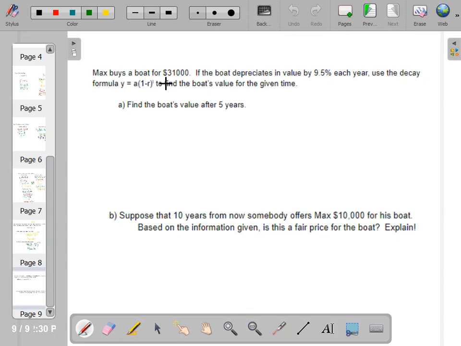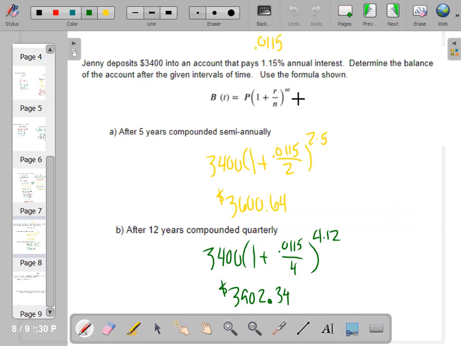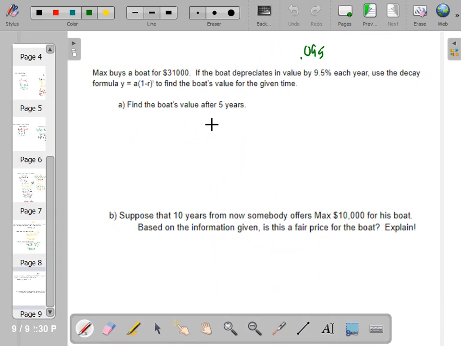All right, Max buys a boat for $31,000. It depreciates by 9.5%, which is 0.095 as a decimal. Use the decay formula right there, which is pretty much the same formula as this one. You just make it a minus sign. And it's done annually. So after 5 years, we have $31,000, 1 minus 0.095, and after 5 years, we'll do 5.